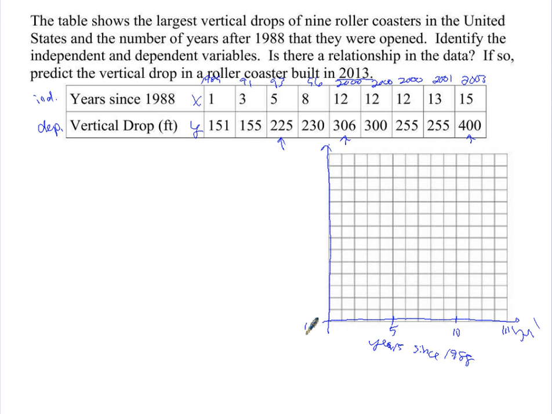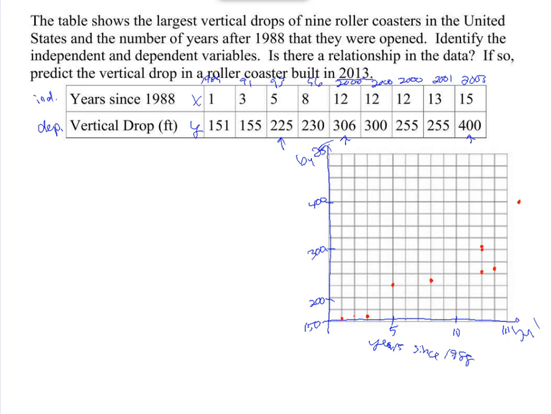So if I go with 150 there, and then by 25, then I have 175, here's 200. 25, 50, 75, here's 300. 25, 50, 75, here's 400. Okay, that seems like a pretty good scale there. So let's go ahead and put those dots on there.